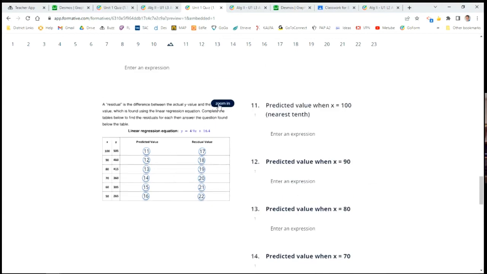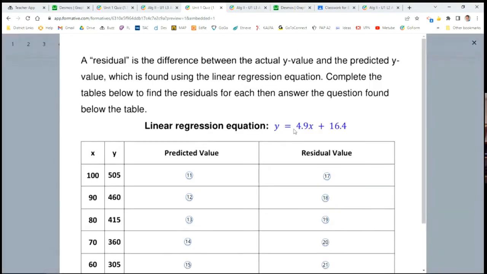And then the last problem down here is a residual again. This gives you, and let me zoom in on it, the linear equation right here. Here's the equation used. Here's the line of best fit. All you have to do is take this x, plug it into the equation, and give the predicted value for each. But it's already got the same equation for everybody to use right there. So here's the x values. Put in the x and put the predicted value.